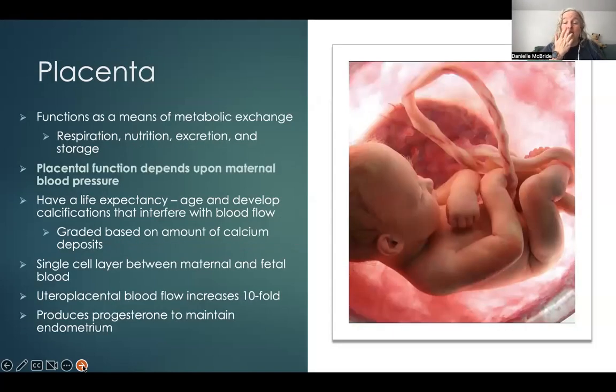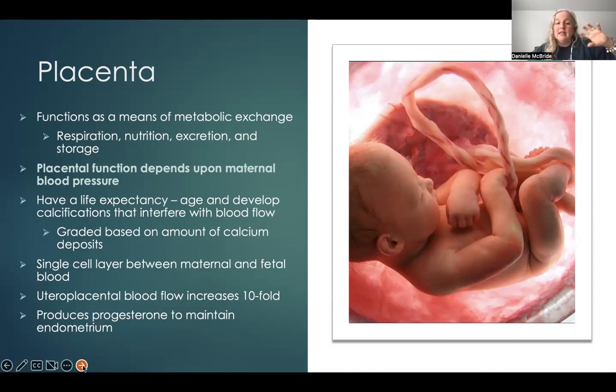So our placenta is our other main structure of pregnancy. All right, and we glanced at this a second ago. The placenta has several huge jobs. It is our metabolic exchange. It is respiration for our baby. It is what's bringing in nutrition. It takes out all the waste and sends it back to mom for excretion.